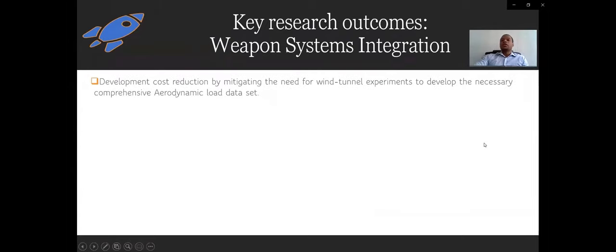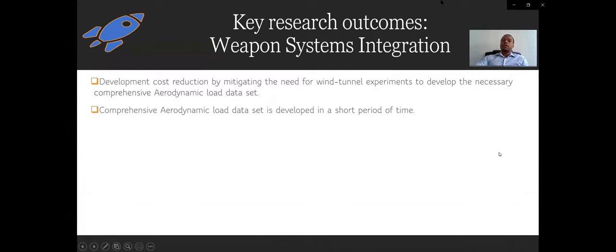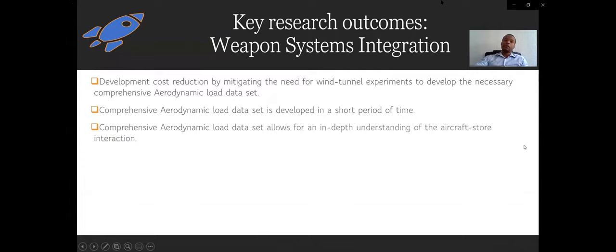Now, the key research outcomes in weapon systems integration were, firstly, development cost reduction by mitigating the need for wind tunnel experiments to develop the necessary comprehensive aerodynamic load data set. And the aerodynamic load data set was developed in a relatively short period of time. The load data set allows for an in-depth understanding of the aircraft store interaction.